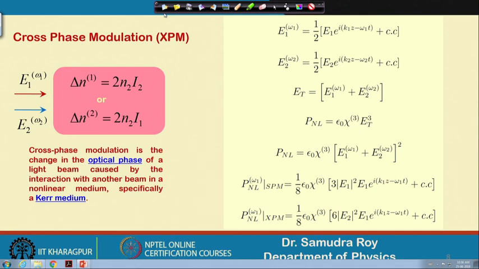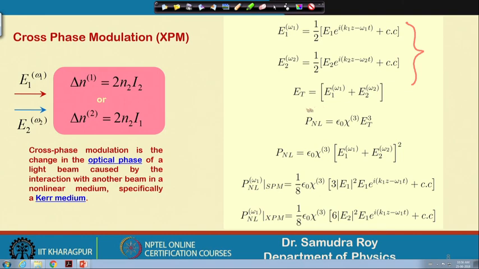By definition, cross phase modulation is the change of optical phase of a light beam caused by the interaction with another beam in a nonlinear medium, especially a Kerr medium, because in a Kerr medium we have n2 not equal to 0. That is why it is more evident for a Kerr medium. Now, the calculation is straightforward. E1 and E2 are the two waves that we have, and I can write these two as plane waves.